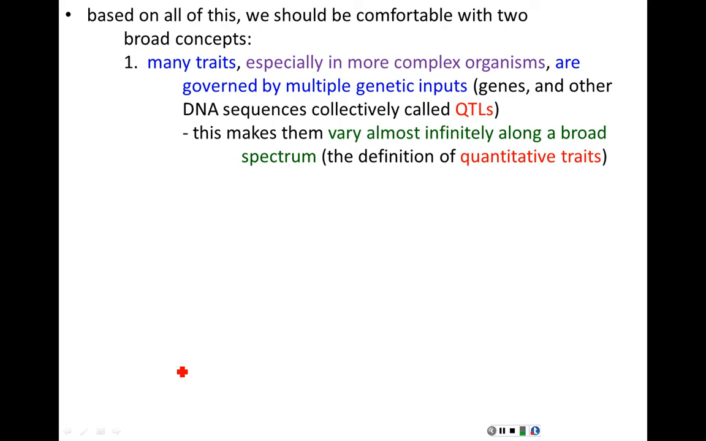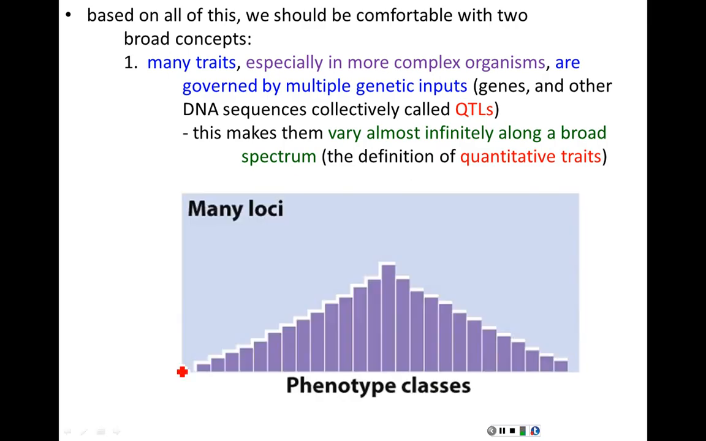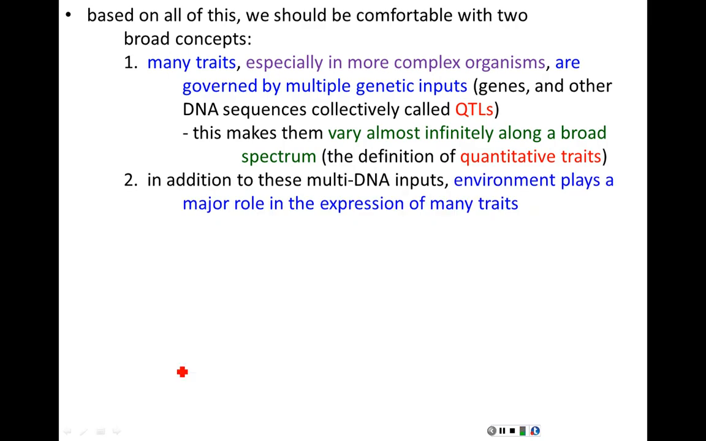Because we have many traits being controlled by many different genes, that makes those traits vary almost infinitely along a broad spectrum. And this is the definition of quantitative traits. Remember, many different loci, each with alleles adding additively, gives us many phenotypic classes. We saw that. We demonstrated that.